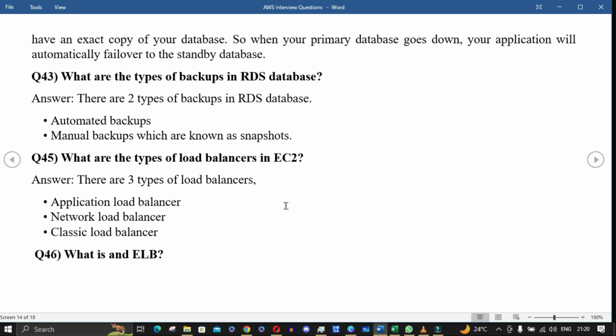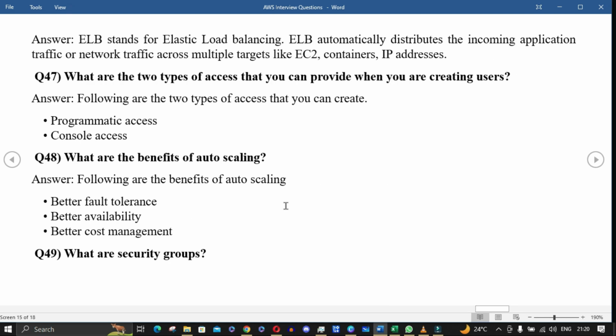What is ELB? Well, ELB stands for Elastic Load Balancing. ELB automatically distributes the incoming application traffic or network traffic across multiple targets like EC2, containers, IP addresses. What are the two types of access that you can provide when you are creating a user?